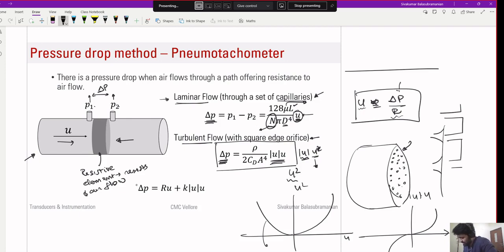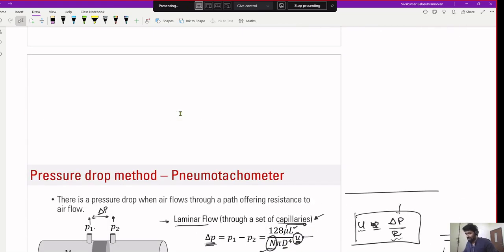Okay, so in general, a reasonable model for any resistive element that we introduce like this would be to consider both the laminar and the turbulent flow contributions, and then when you do the calibration, you basically estimate your R and K. Okay, and then use that as an instrument for measuring fluid flow. Okay. We'll stop here. That's pretty much all of flow measurement that I wanted to talk about.